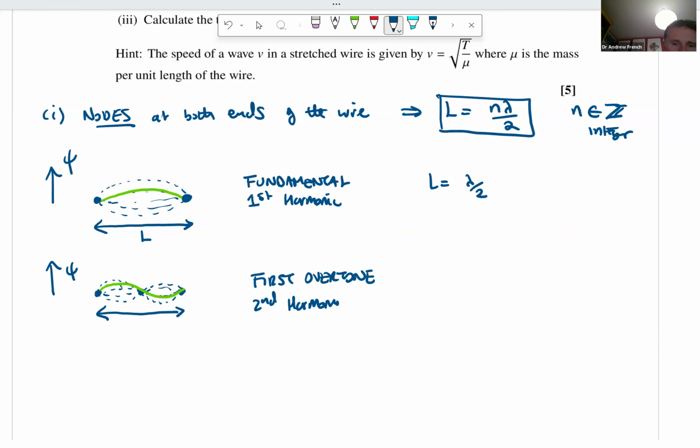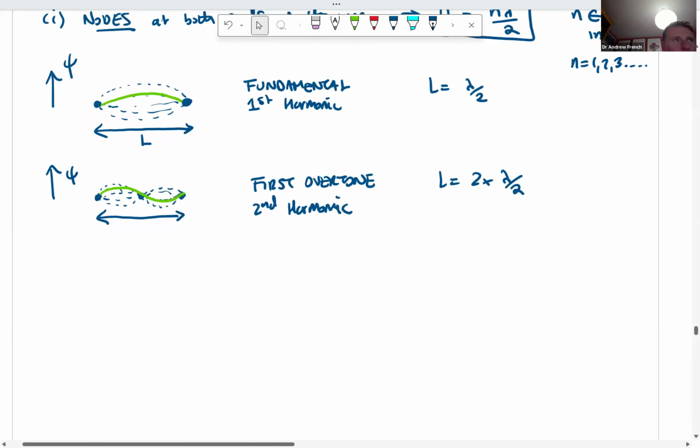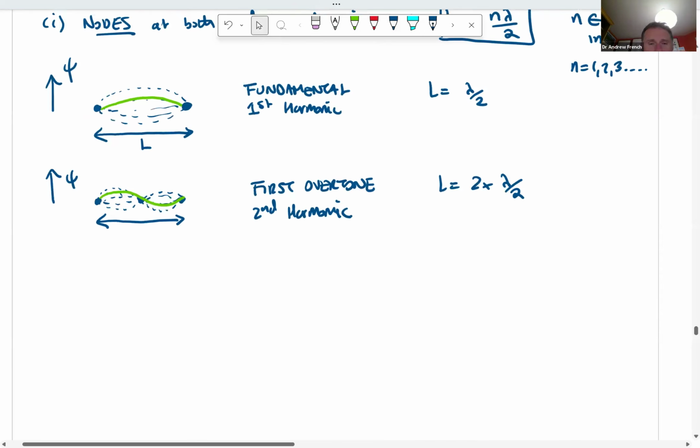It's very easy to get confused with overtones and harmonics. So I think harmonic number is n, basically, where n is 1, 2, 3, etc. So for this one, L is going to be 2 times lambda over 2. So we can keep going with extra harmonics, and indeed, for interesting sounds, it's the sum of all those harmonics. We'll see how time goes.